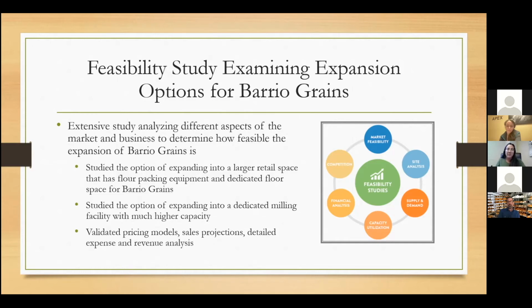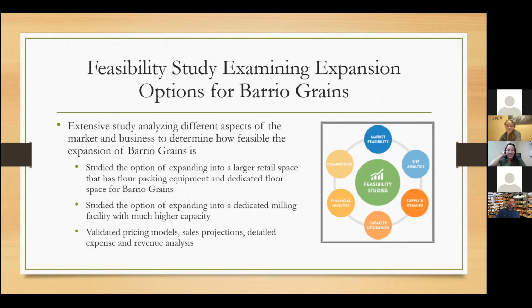So we really wanted to think about expanding Barrio Grains, because at this time, Barrio Grains has been housed in the Barrio Bread Bakery, and it has had a pretty small space and been kind of low tech, right, Don? Yeah, lots of hand scooping into bags. Yes.